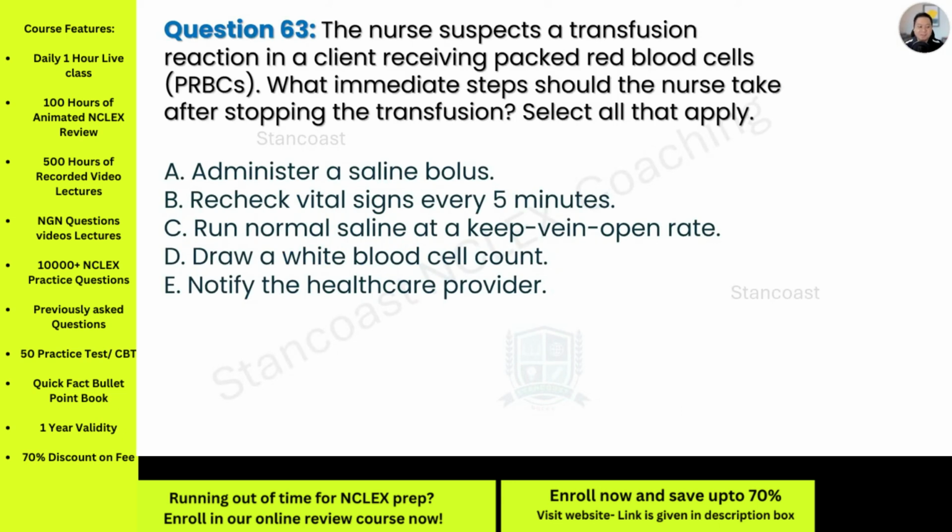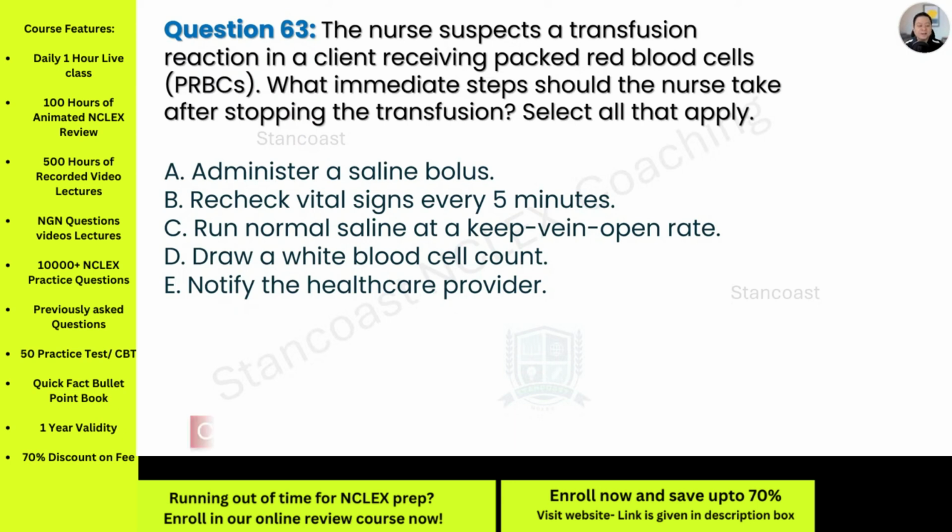Number 63. The nurse suspects a transfusion reaction in a client receiving packed red blood cells. What immediate steps should the nurse take after stopping the transfusion? Select all that apply. A, administer a saline bolus. B, recheck vital signs every 5 minutes. C, run normal saline at a KVO rate. And D, draw a white blood cell count sample. And E, notify the healthcare provider.